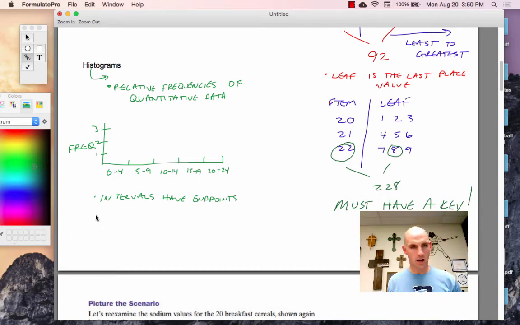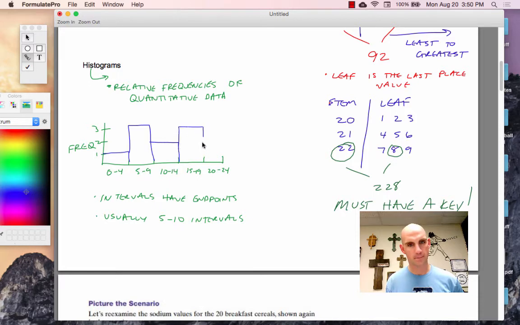And so on my graph, I'm usually going to have 5 to 10 intervals. And so what my histogram of my frequencies actually looks like would be something like this. And what you notice is there are no spaces here, right? So in this one, there's no space. So what we need to keep in mind is if a value falls on an endpoint of an interval, it's usually going to go to the left.